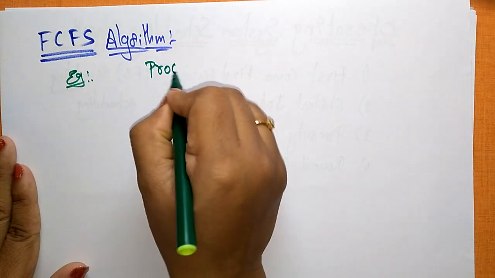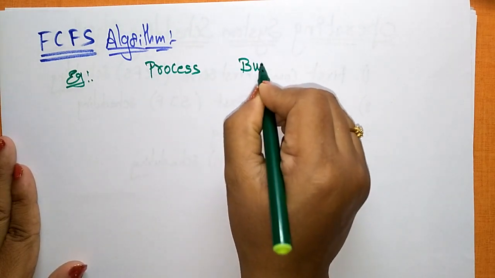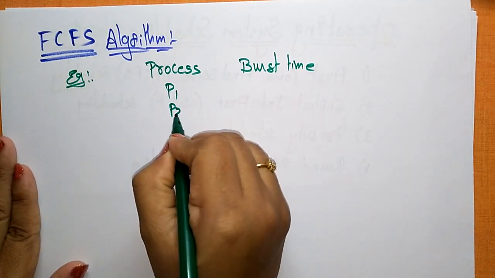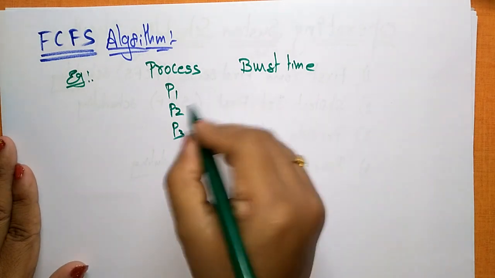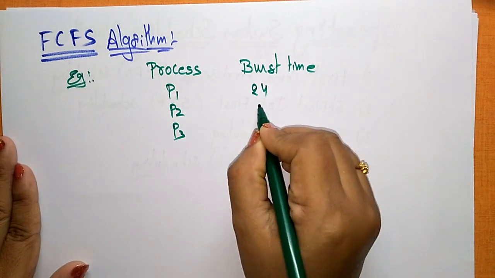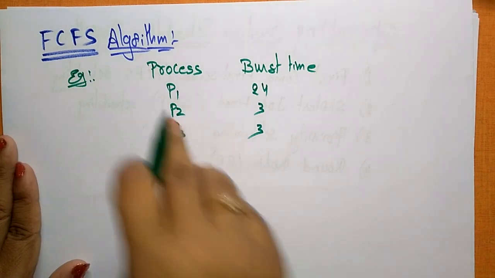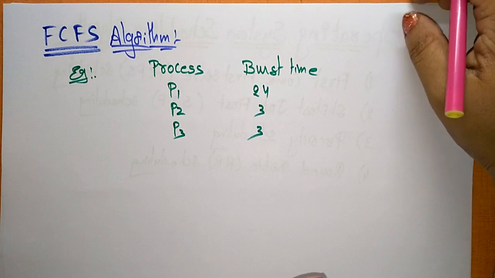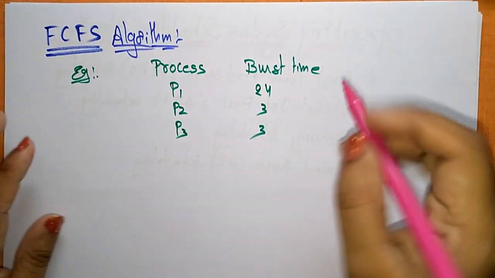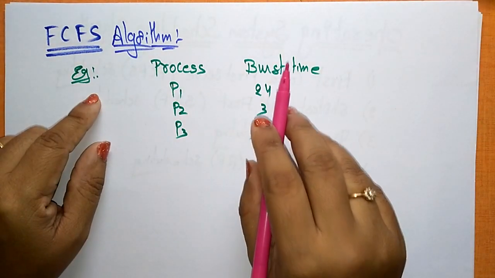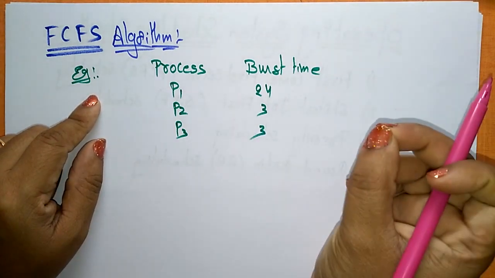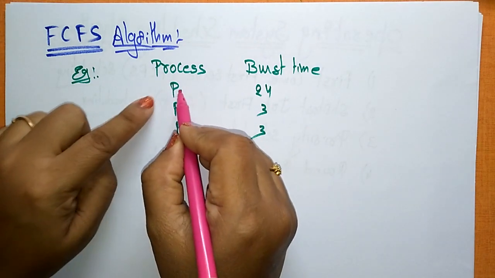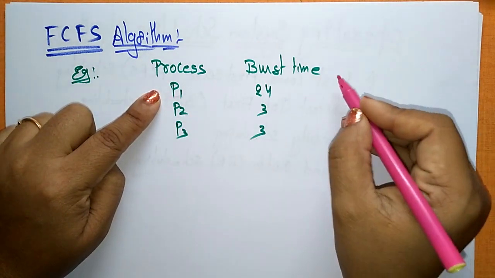This is the process I am taking, and here the burst time. I am taking three processes, P1, P2, P3, and the burst times for those processes are 24, 3 and 3. You know about the process: the program that is currently being executed is called a process. Then what about the burst time? What do you mean by burst time? Burst time is the time the CPU takes control of a process, meaning how much time the CPU is handling this process.